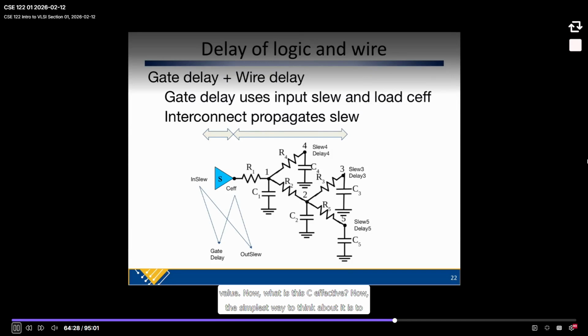It's actually not the simplest way to think about it, which is to sum up all of the capacitances that fan out from that driver, right? When we did the Elmore delay computation of a tree, you multiplied each resistor times the downstream capacitance. So it makes sense to do that and just say, okay, this capacitance is going to be C1 plus C2 plus C3, 4, 5.